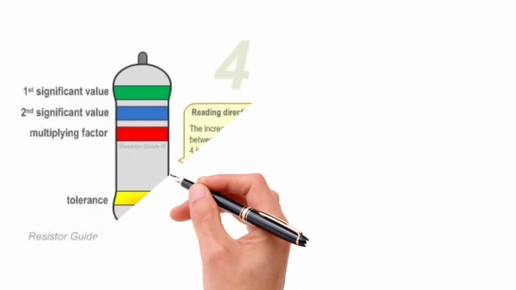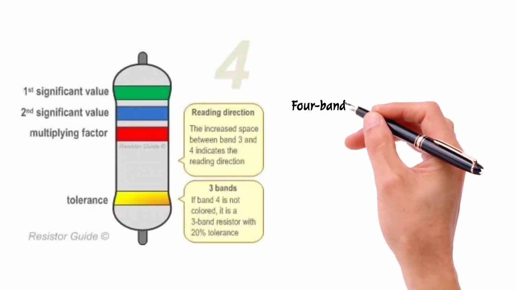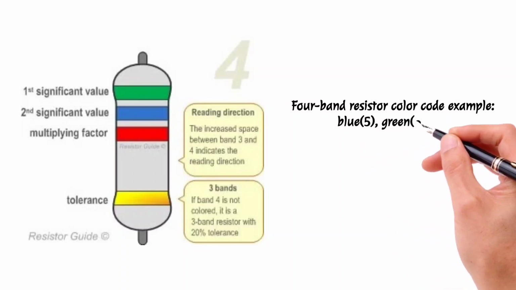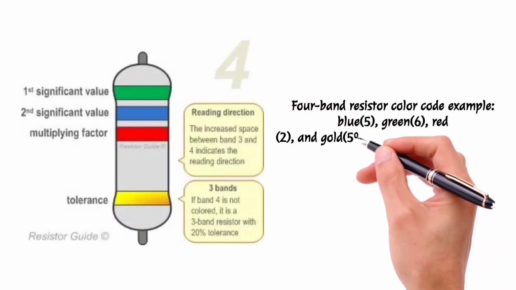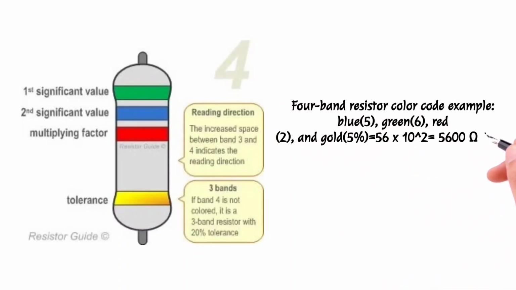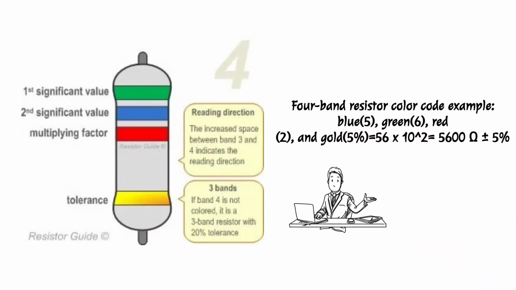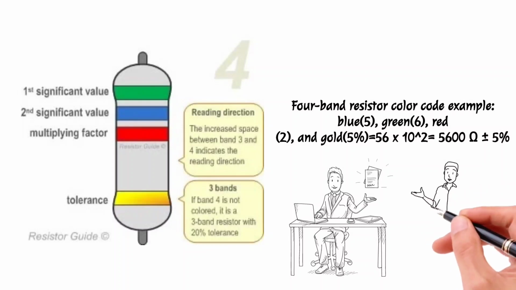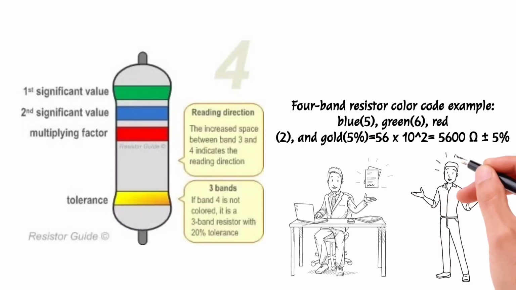From the diagram, here is a 4-band resistor color code example. The bands are: green means 5, blue means 6, red means 2, and gold means 5% tolerance. That equals 56 multiplied by 10 to the power of 2, which equals 5600 ohms with a 5% tolerance.